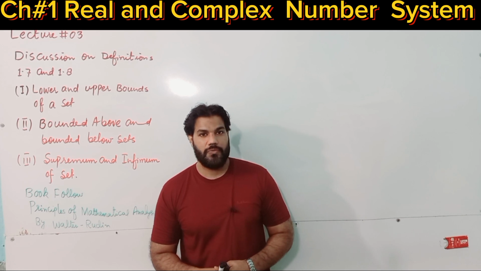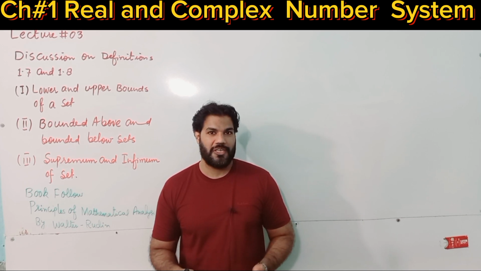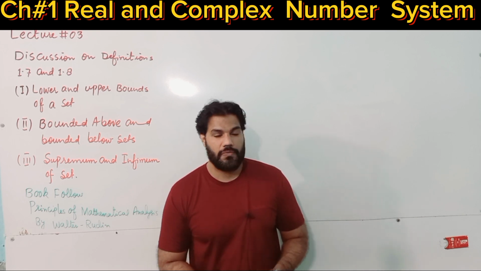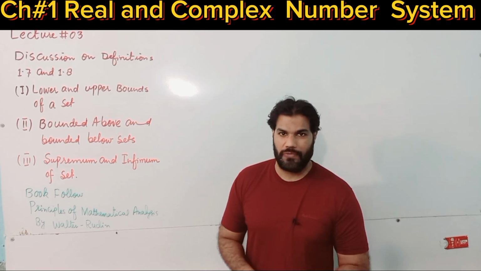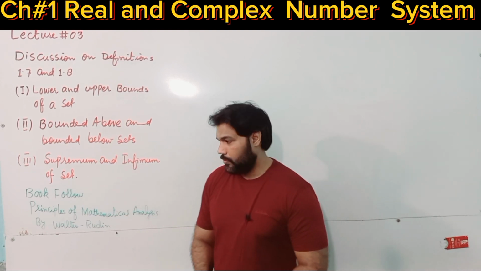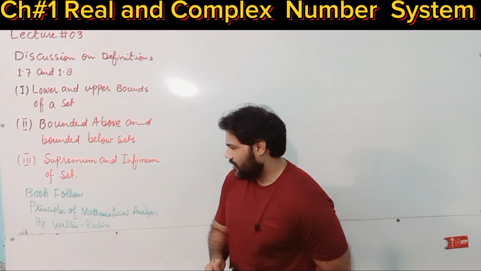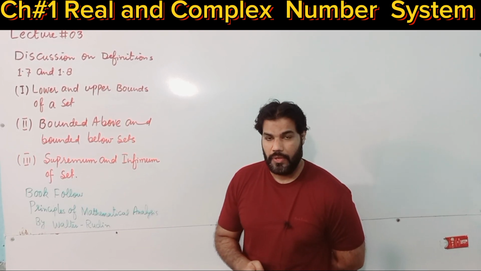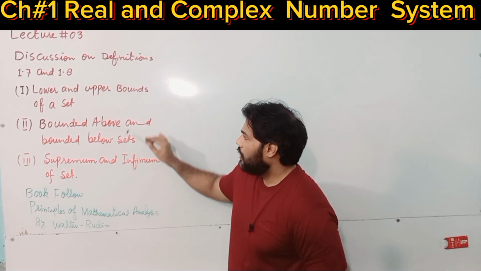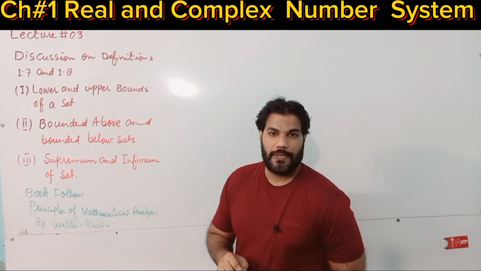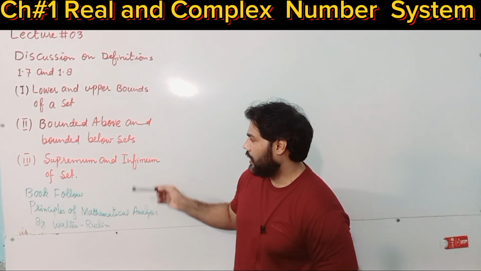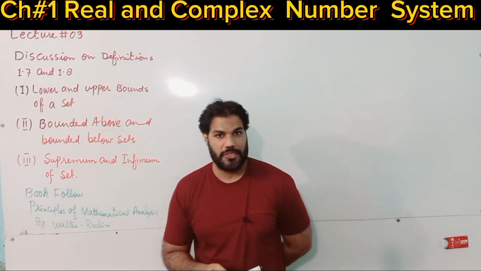In the last lecture, we have discussed about ordered set and order on a set. In today's lecture, we will discuss two definitions, 1.7 and 1.8, from the book Principles of Mathematical Analysis written by Walter Rudin. In these two definitions, we will discuss lower and upper bound of a set, bounded above and bounded below sets, and last one is supremum and infimum of a set.